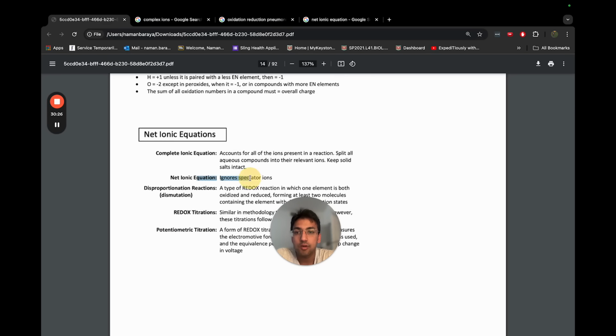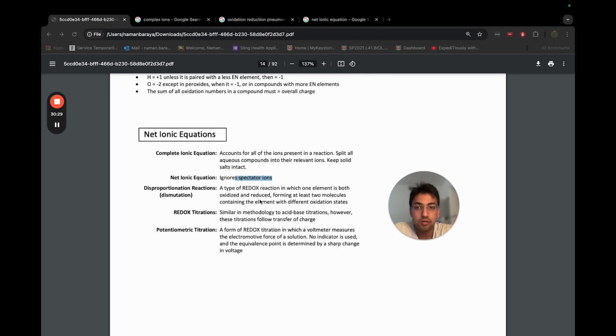So that's net ionic equations. You ignore spectator ions. Spectator ions don't do anything. There's complete ionic equations, which show all the ions.